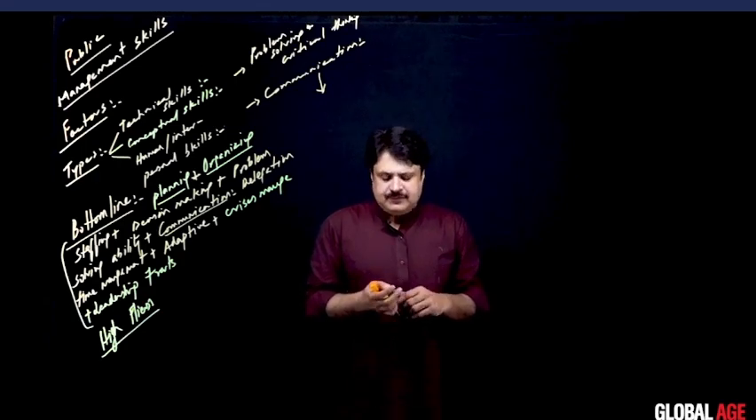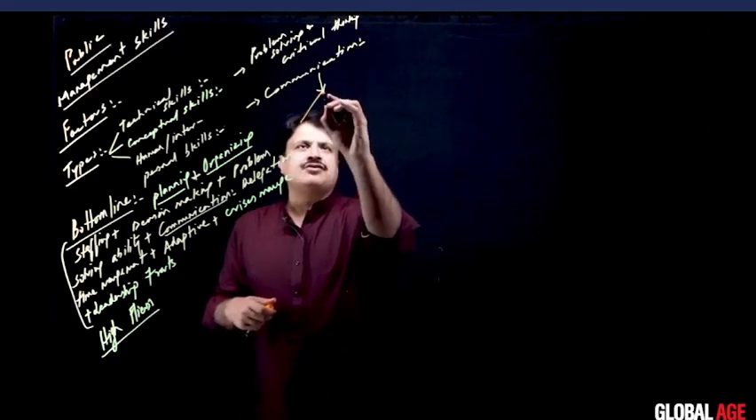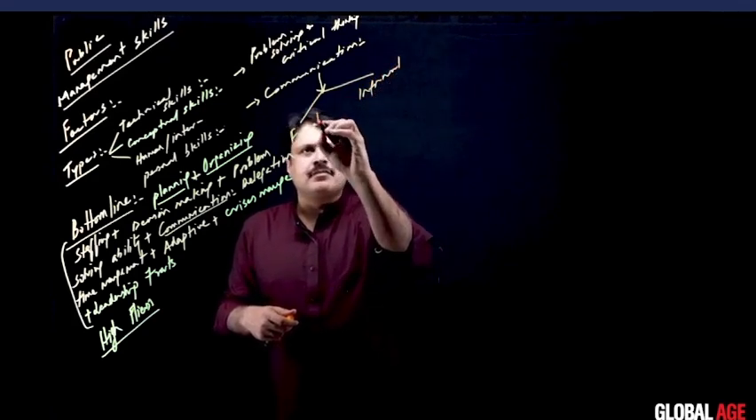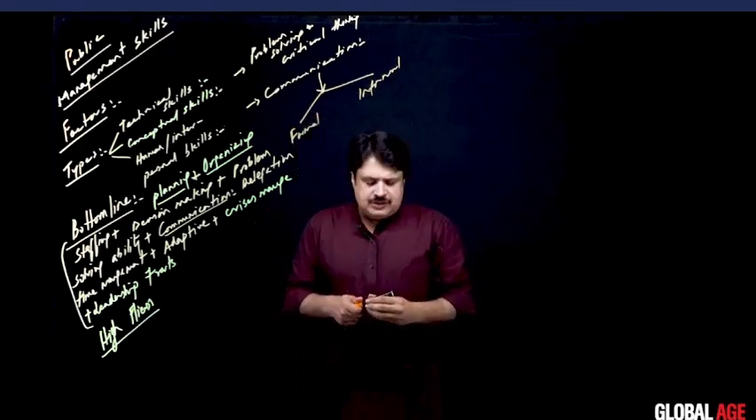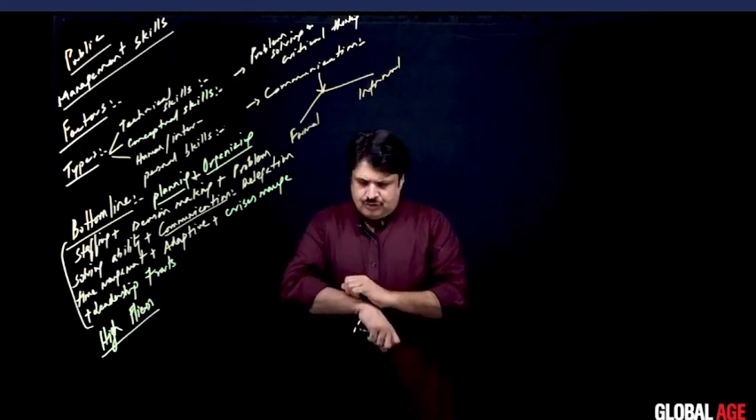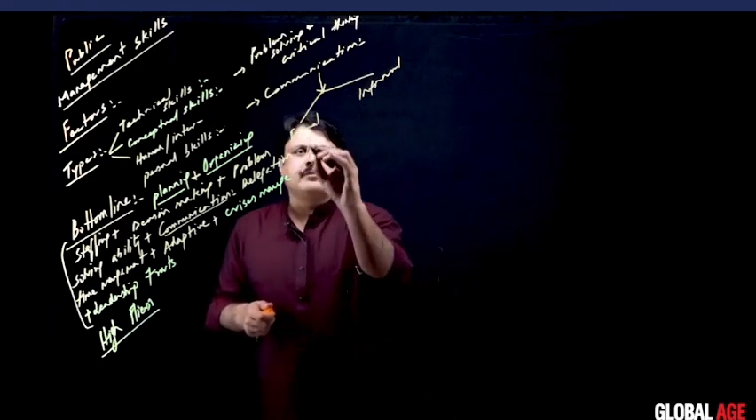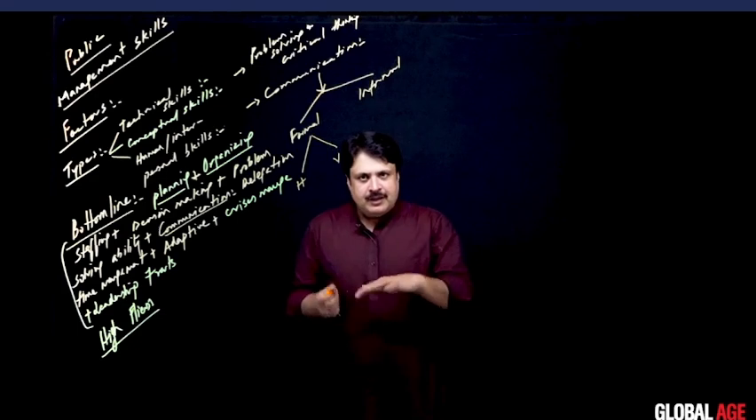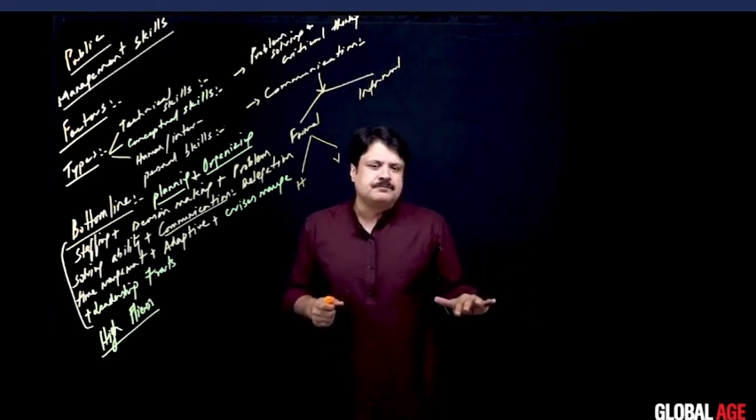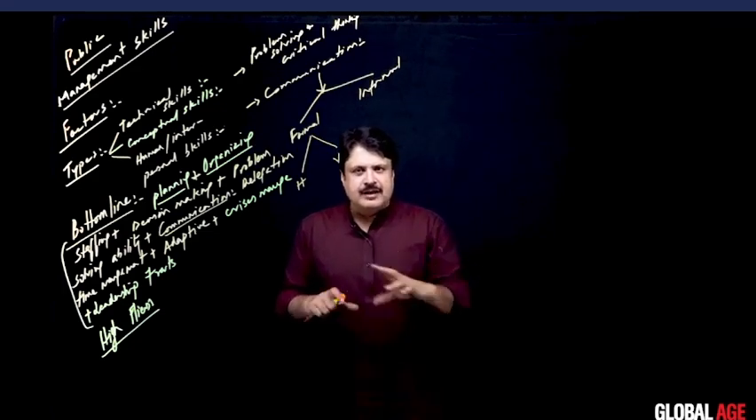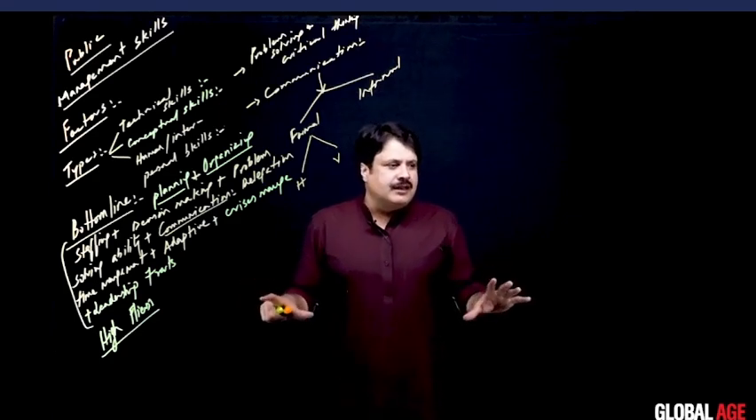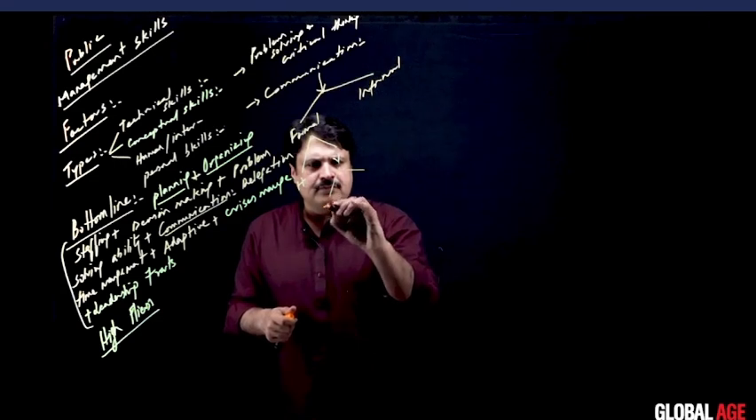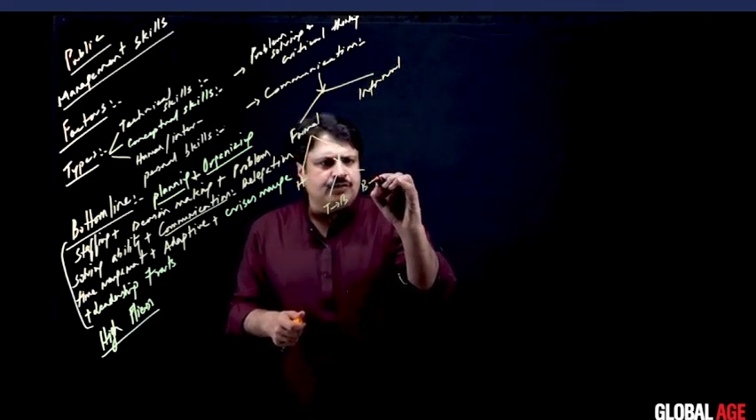When we talk about communication, it is mostly of 2 types. One is known as formal, other is known as informal. When we talk about formal, it is mostly of 2 types. One is horizontal, other is vertical. Horizontal communication means the communication at the same tier, upper tier, central tier, lower tier, at the same tier. While the vertical communication means either top to bottom or bottom to top.